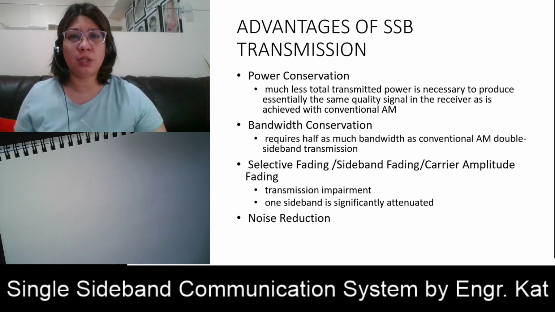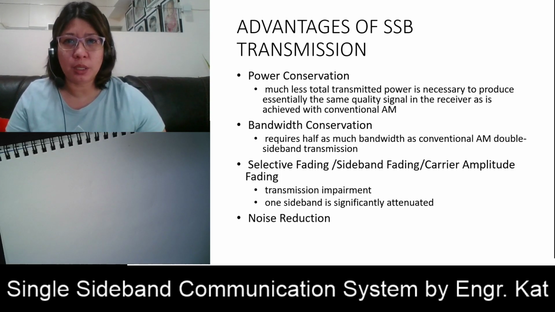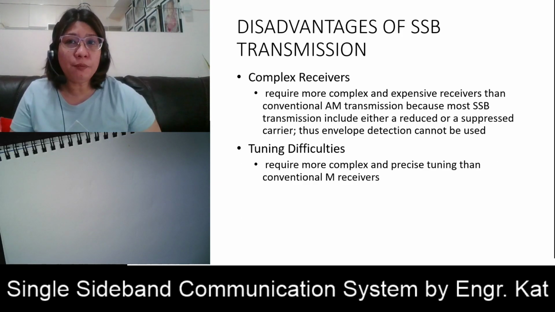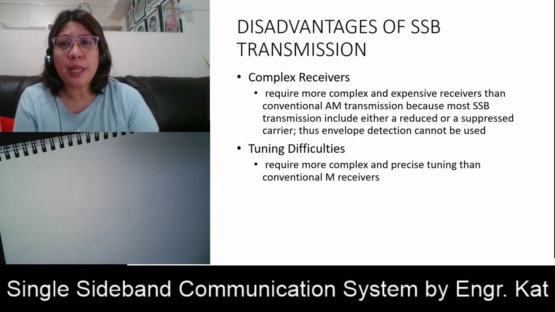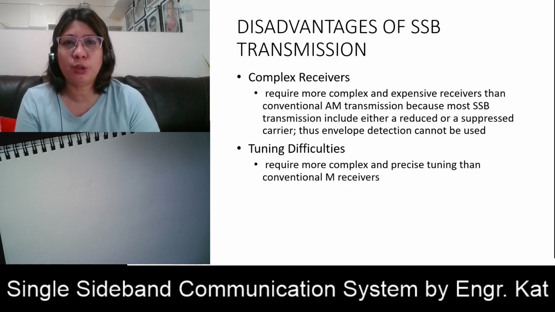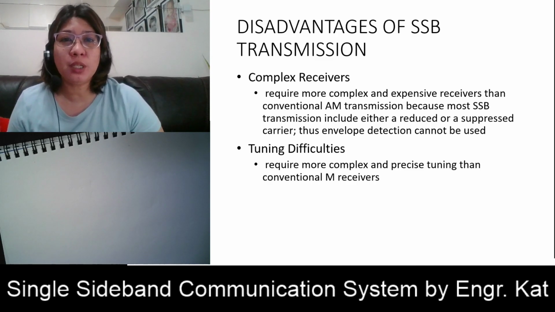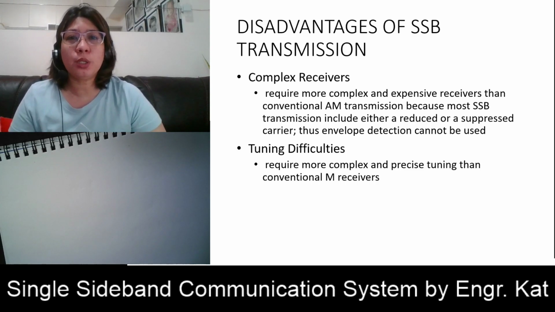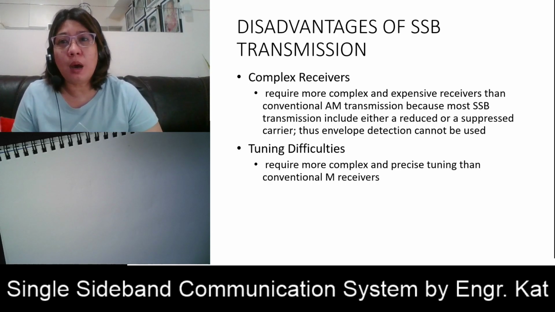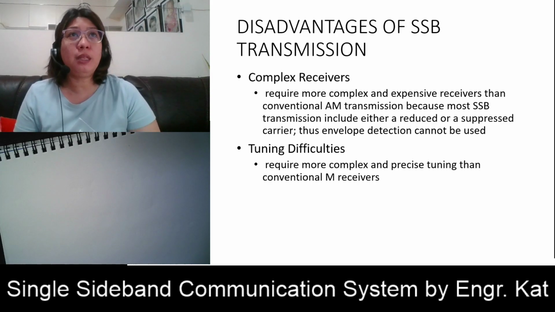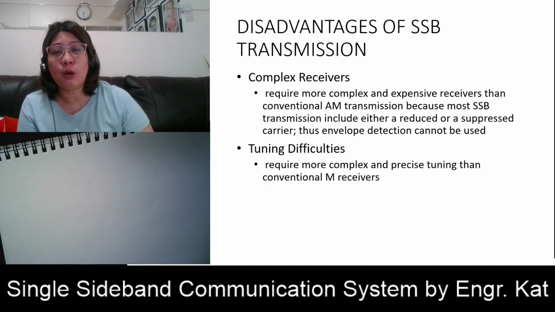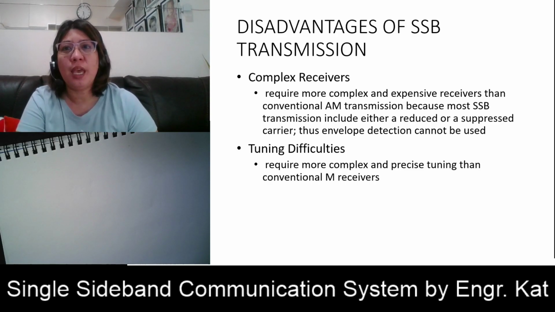There are some disadvantages for single sideband transmission. Those disadvantages are, first, you have complex receivers. Single sideband communication requires more complex and expensive receivers than conventional AM transmission, because most single sideband transmission includes either a reduced or suppressed carrier. Thus, envelope detection, which we discussed in the previous video, cannot be used anymore. And then of course, you have added cost, complexity, and size for a receiver.